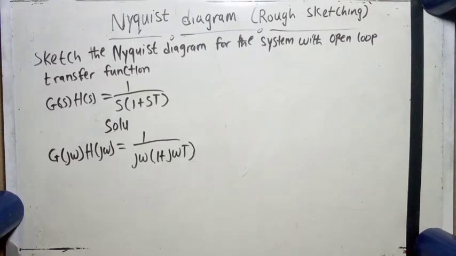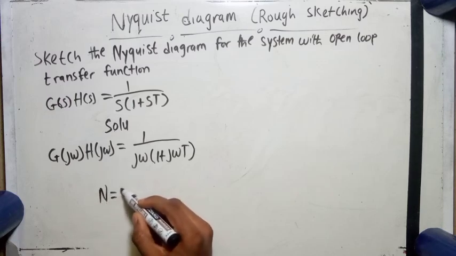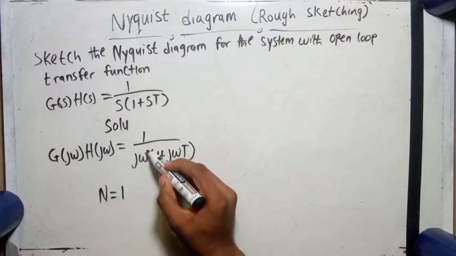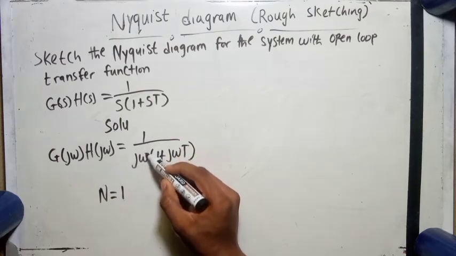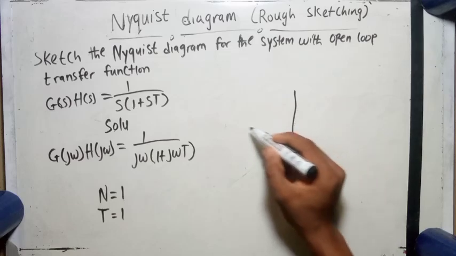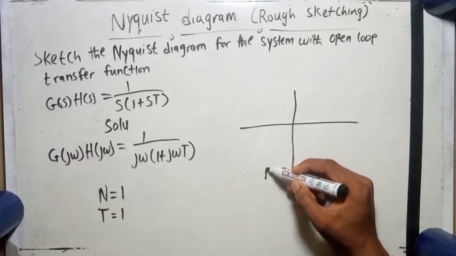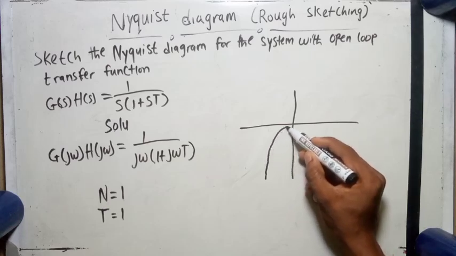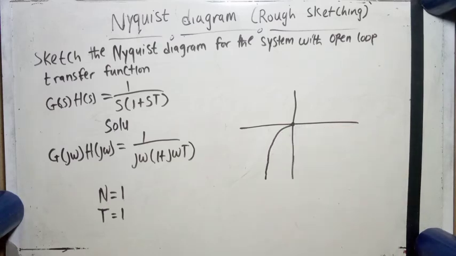Right? So from this, we know that our N here is 1. That's the value of your JW. Now our T here is also 1. So we'll be using only one quadrant. What this means is that our graph is going to start from here and not leave this quadrant, ending exactly at this point.